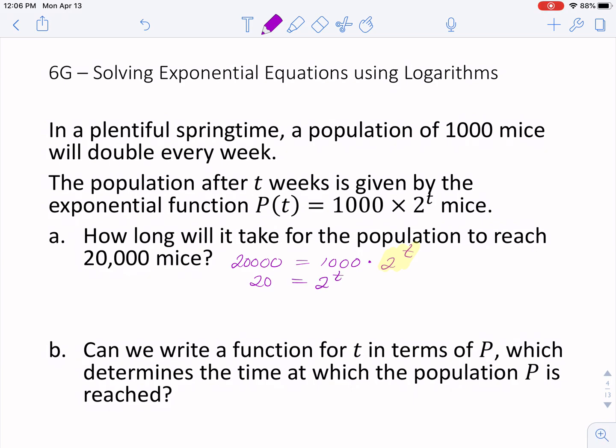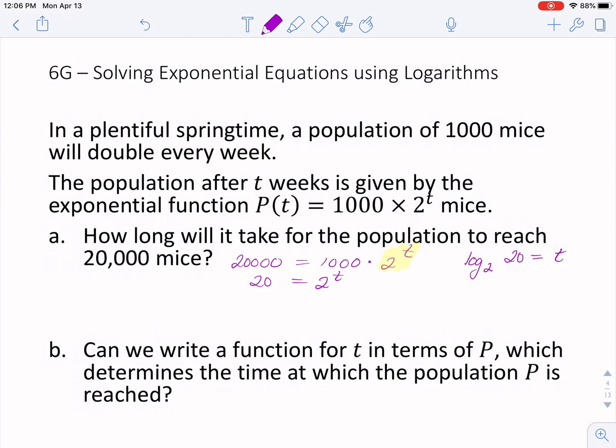Now, can I rewrite 20 so it has a base of 2? No. But I could rewrite this as a logarithm, couldn't I? Yeah, you're right, PK. You could write the log base 2 of 20, because again, that's the answer, is equal to t. But wait a second, we don't have base 2 on our calculator. Well, actually, some of us do.